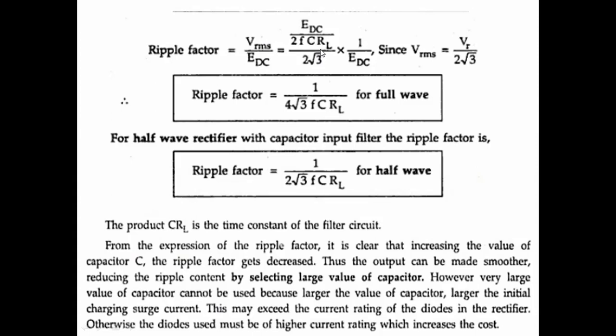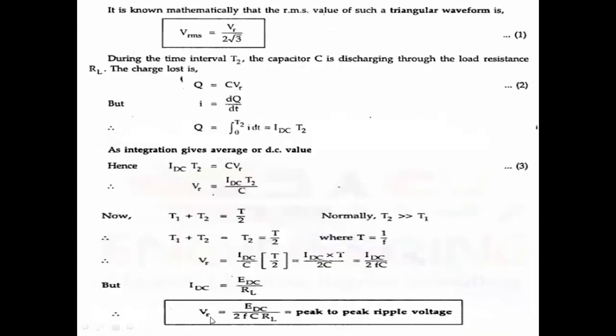VRMS is equal to VR by 2 root 3. Here VR is EDC by 2F into C into RL. Substitute it here and you will get VRMS.